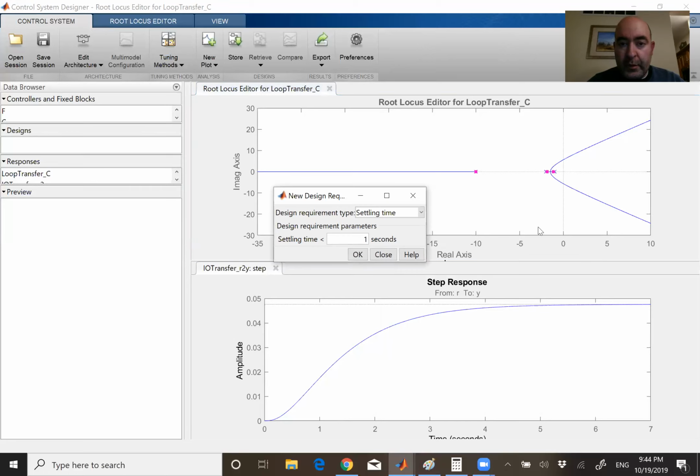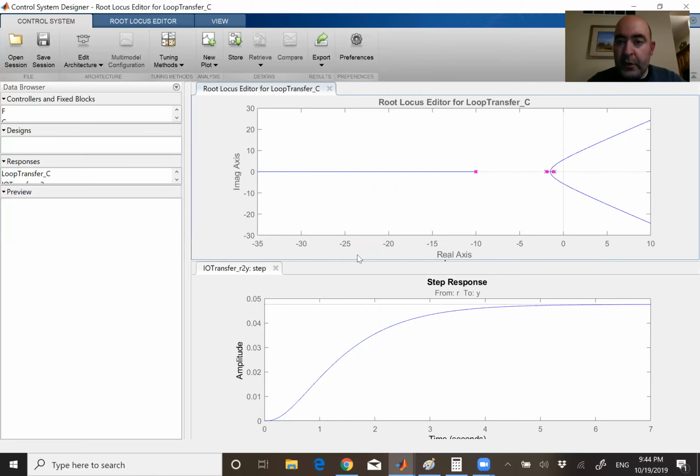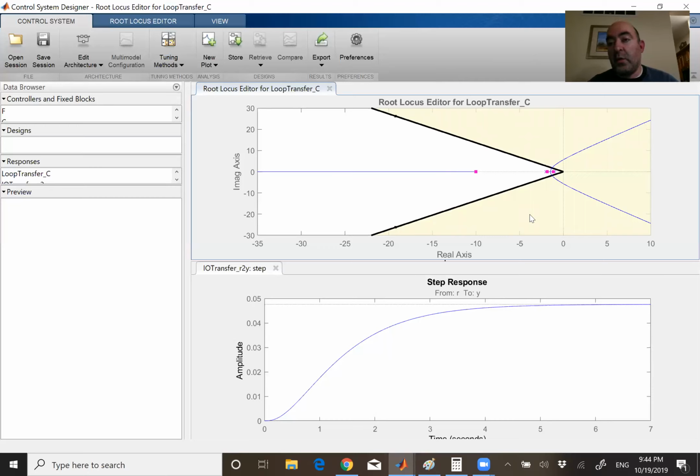And a window should open up, and I would say my percent overshoot, I want it to be less than 10. When you hit OK, you see this region. So this white region, or the shaded region, is the region that has an overshoot of greater than 10%. This region, on the other hand, is the region in which the overshoot is going to be less than 10%. So this is the desired region for us.